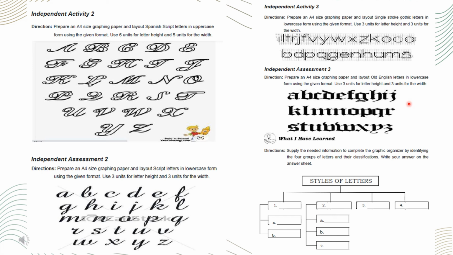Okay, so now for the What I Have Learned, for the direction, you only need to supply the needed information to complete the graphic organizer by identifying the 4 groups of letters and their classifications. So we have here the different styles of letters. Okay, supply the missing information on our graphic organizer.